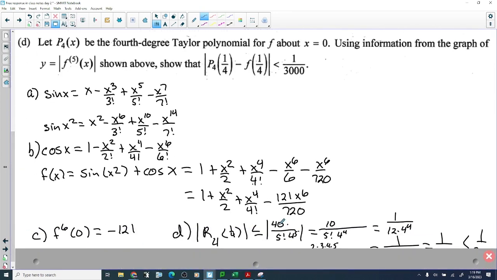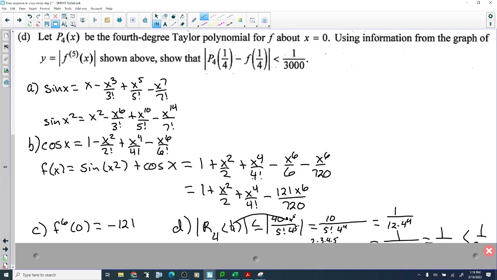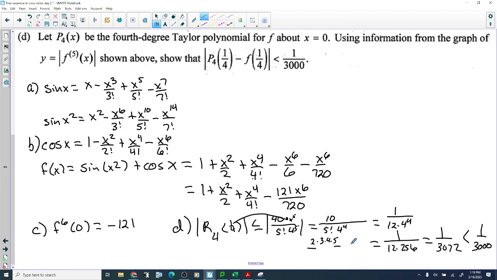So we're going to use 40 over 5 factorial. So there's the derivative over 5 factorial. And then that's 1 over 4 to the 5th. So that's actually the x value. So the x is sitting right here, x to the 5th. When you plug that 1/4 in, you're going to get 4 to the 5th. So when you do a little math on this, we start canceling stuff out. You can cancel one of the 4s, make that a 10. This is 2, 3, 4, 5. Start canceling stuff out. And you find out the value is 1 over 3,072, which is less than 1 over 3,000.